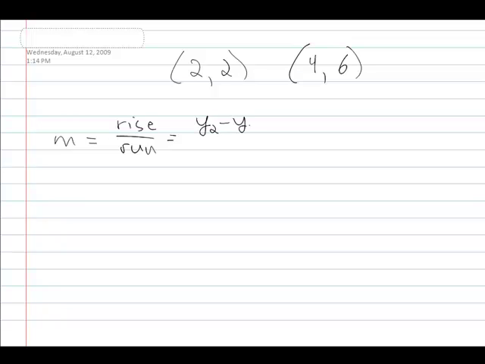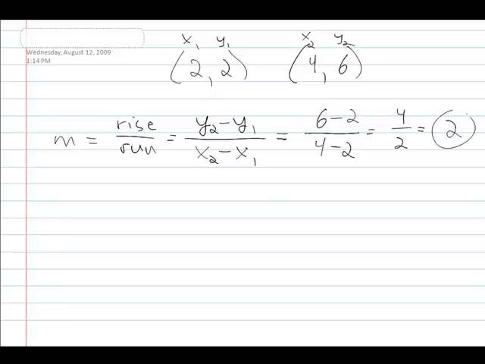So we know that m, or the slope, is the rise over the run. And we also know that if we have 2 points, we can use the equation y2 minus y1 over x2 minus x1. So we'll say this is x1, this is y1, this is x2, and this is y2. So the slope we'll be looking for is going to be 6 minus 2 over 4 minus 2, or 4 over 2, which then reduces to a slope of 2.